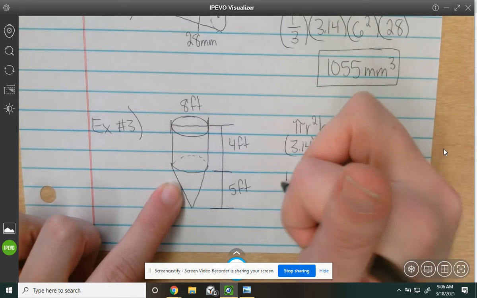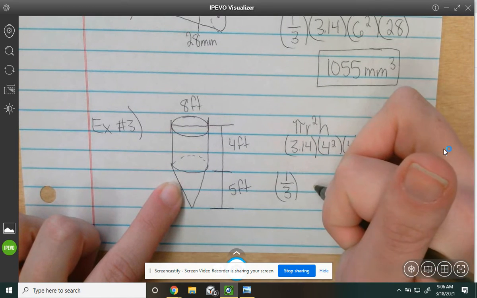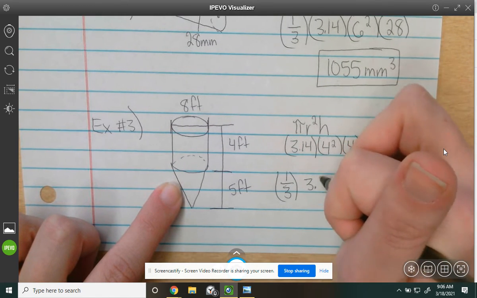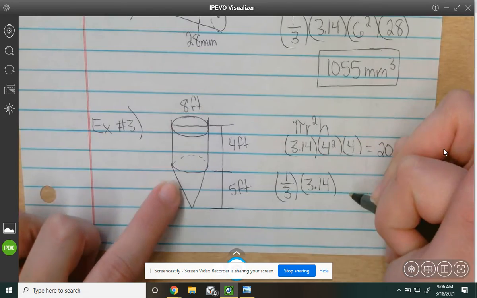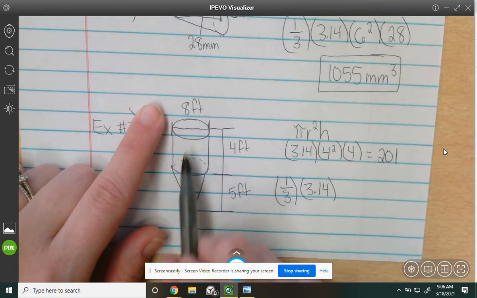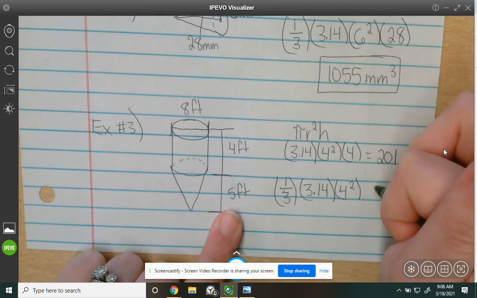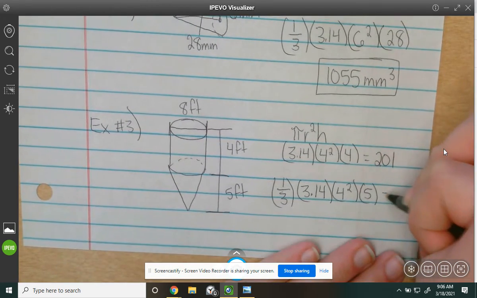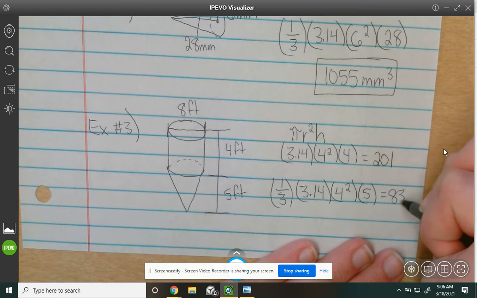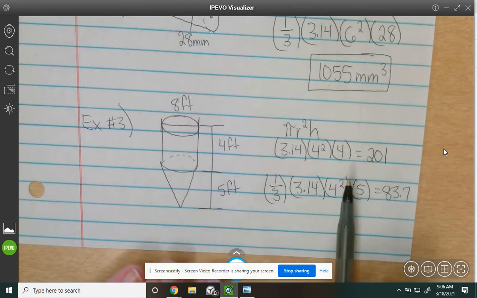Now my cone down here, now I have to do my 1/3. Same thing, 3.14. My radius is still going to be 4 because it's the same circle. So 4 squared. This time my height is 5. And for that one, you get 83.7. So I really want you guys to try to type these in and make sure you get your answers.